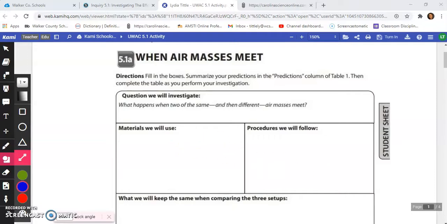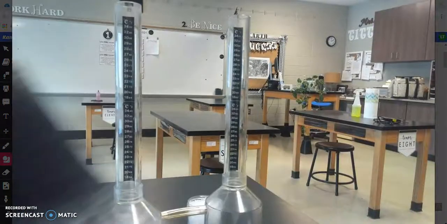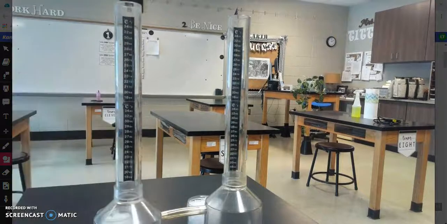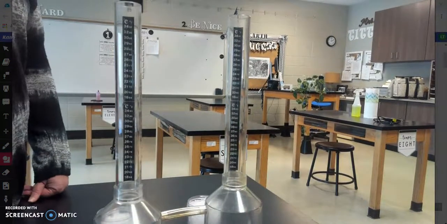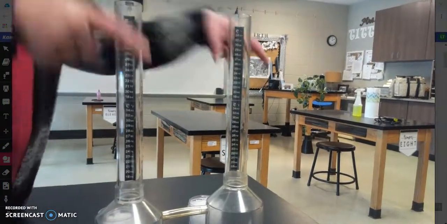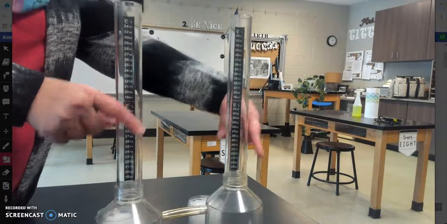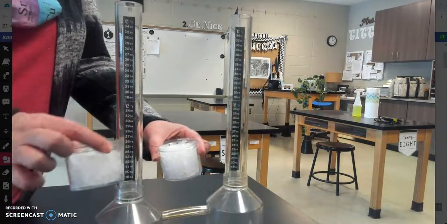Let me just show you. I'm going to switch over to the webcam view. We have our convection tubes like we used in the last lab. Ms. Forsman, can you point those out? Okay, we have our convection tubes. We have them connected this time.